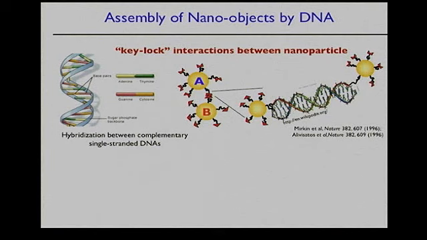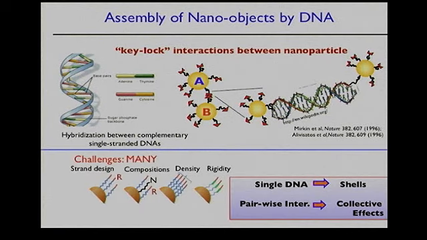It turns out that the difficulty comes from the following fact: we're not dealing with one single-stranded DNA, we're dealing with many, which can be hundreds, or thousands, depending on the particle size. Those form shells. The shells can have different composition, density, rigidity, and so on. All those parameters make this simple single-stranded interaction, which is pairwise in nature, more complicated. There are plenty of collective effects. So all this needs to be taken into account.